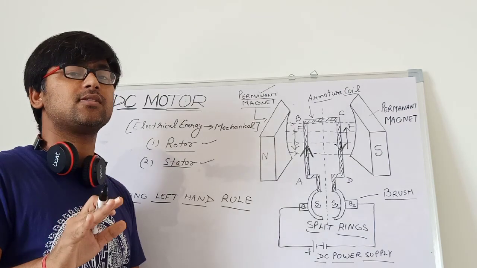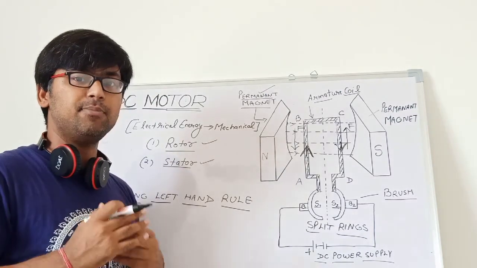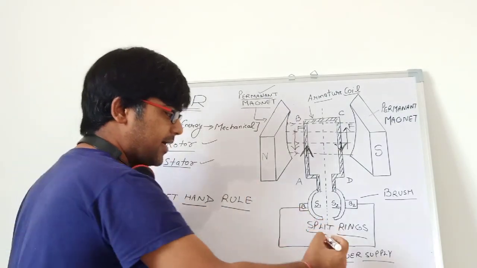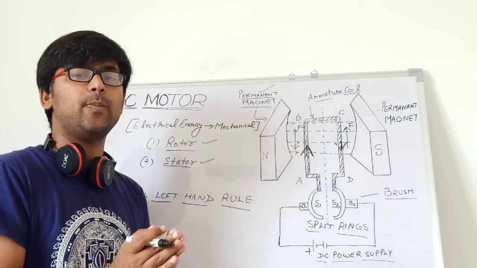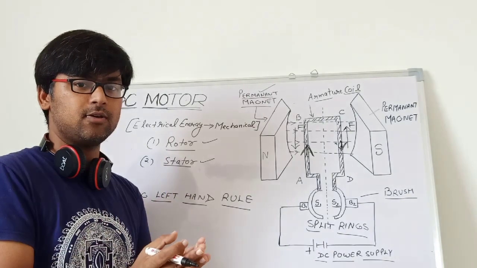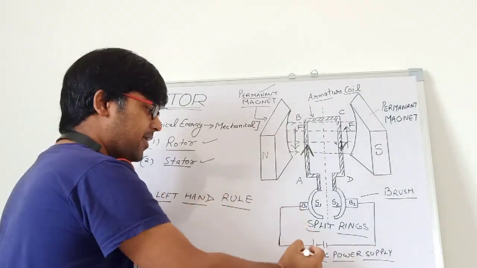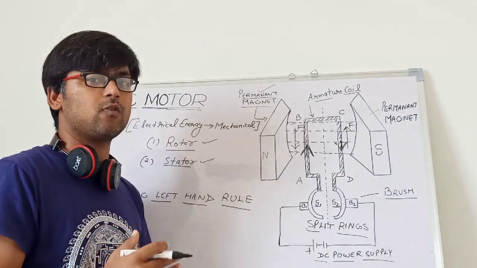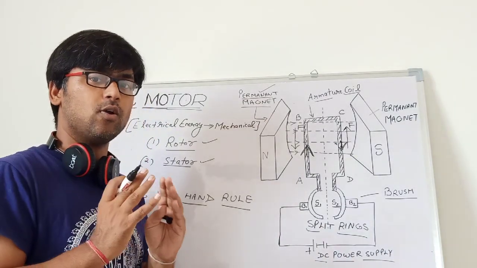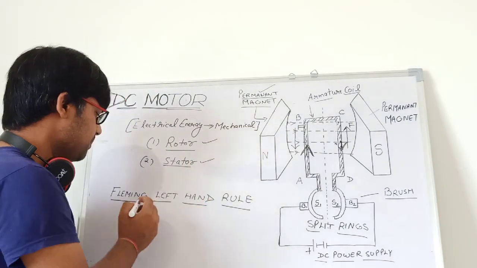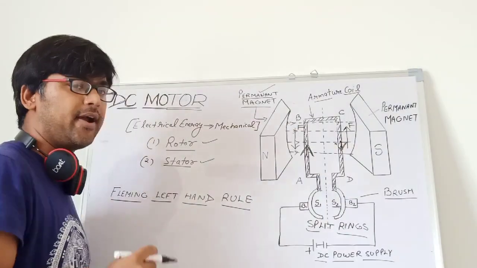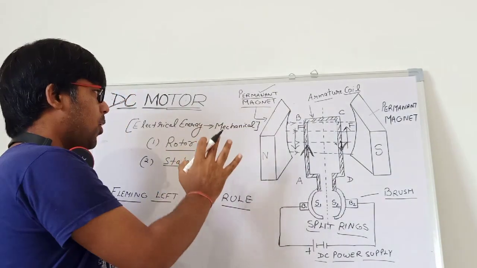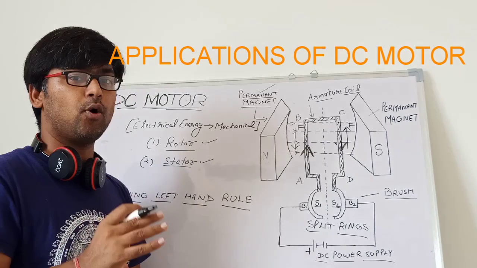Now if I have to change the direction of the motor, simply change the polarity of the current. I am having positive on this side and negative on this side. If you want to reverse the direction of the motor, just change the polarity. Negative on this side, positive on this side, and the motor will start rotating in the clockwise direction. So in all the ways we have to apply Fleming's left hand rule to find the direction of the motor. Clear?